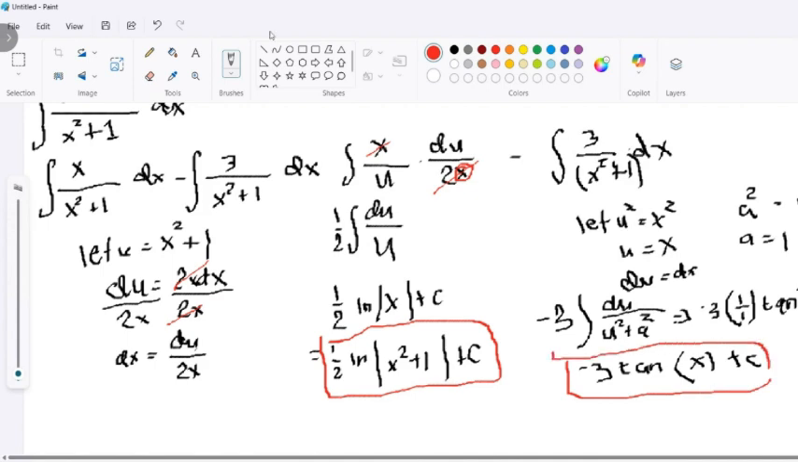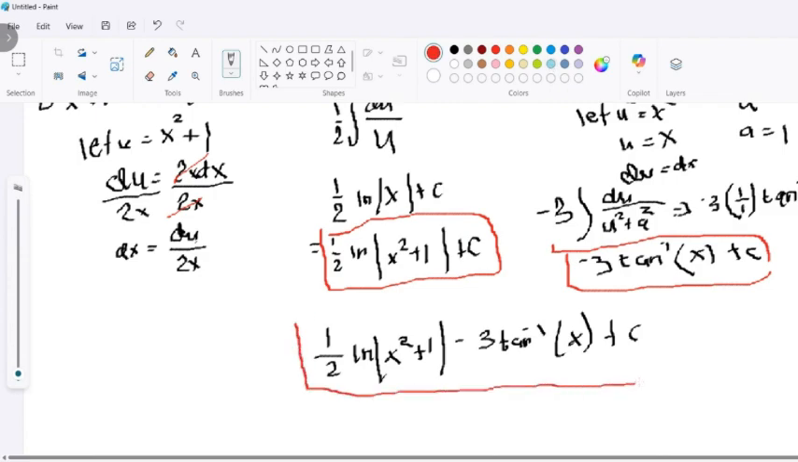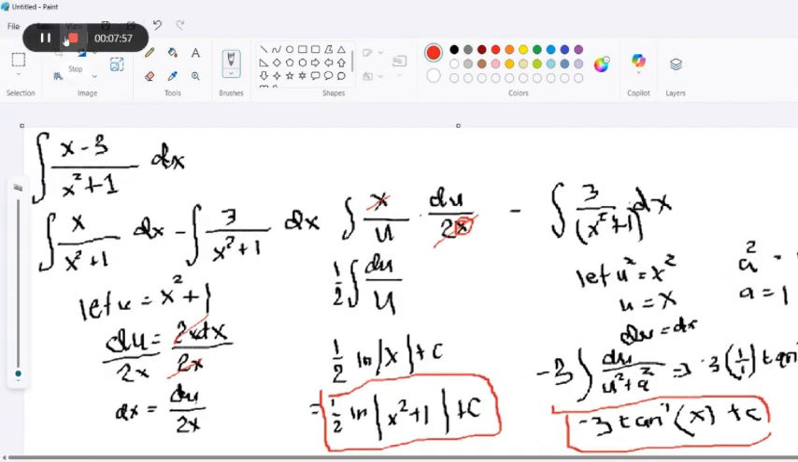We got negative 3 arc tan x plus c. We will combine both answers, to which we will have 1/2 ln x squared plus 1 minus 3 arc tan x plus c.